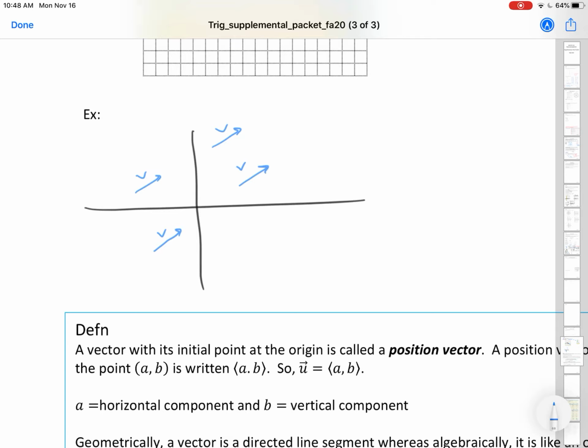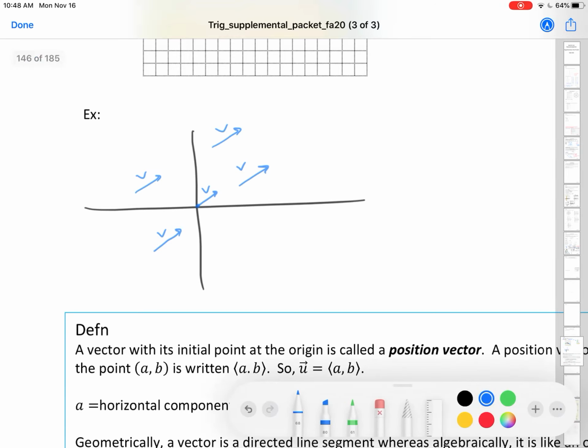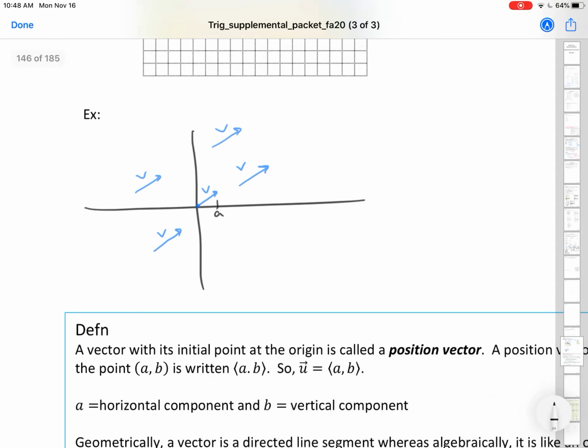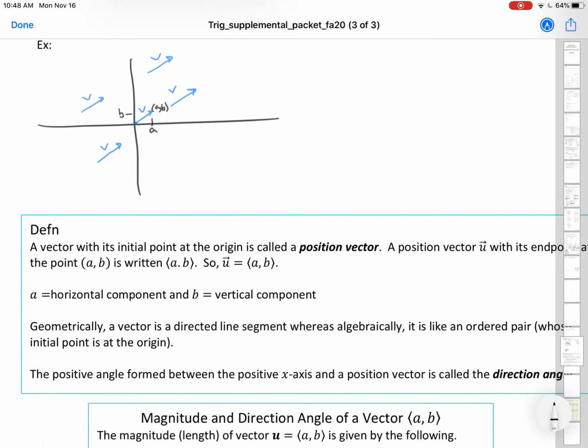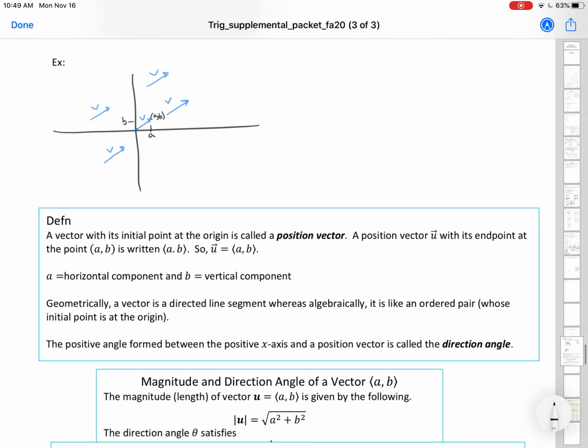So a common thing to do, because it simplifies the work, is to move v to the origin. If we move v to the origin, then it ends up in a very specific place. If this is a and this is b, this has coordinates (a, b) as its terminal point. Its initial point is known to be 0. So a vector with its initial point on the origin is called a position vector. We like things in their position vector form.